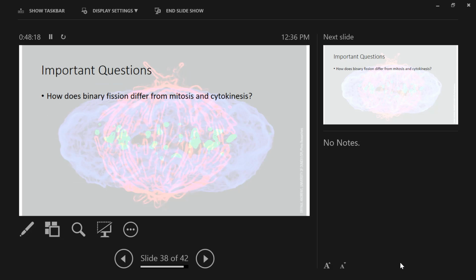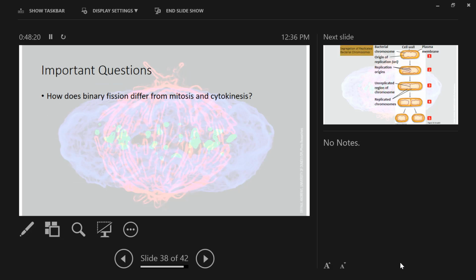All right, last question. How does binary fission differ from mitosis and cytokinesis? Simply put, it's way simpler, right? Because you obviously can't have mitosis if you have no nucleus, because mitosis is nuclear replication.